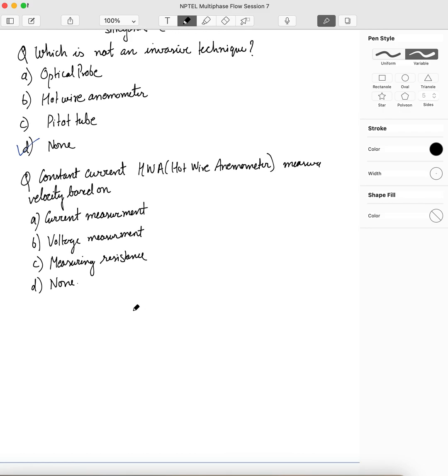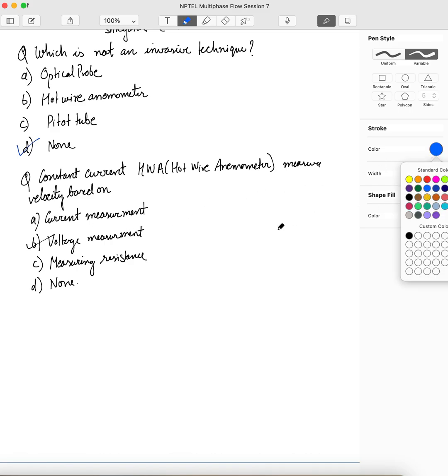So a constant current hot wire anemometer measures velocity based on what? Basically, in a hot wire anemometer we have to calculate the voltage difference, because when the hot wire is put in the flow field where air is flowing, there is heat transfer, so there is a change in the resistance of the wire. Due to this a voltage difference occurs, which helps us calculate the velocity. So the correct option is voltage measurement.